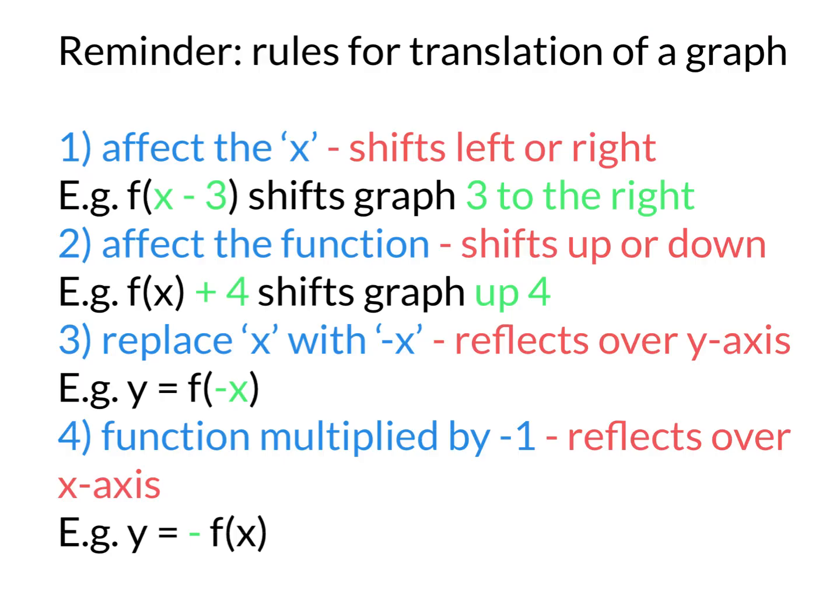Our rules for translation of a graph. If we affect the x, it shifts left or right, and there's an example there. If it affects the function, that is, we add or subtract something from the end, we shift it up or down. If we replace the x with a minus x, it reflects over the y-axis. And if the function is multiplied by minus 1, we reflect it over the x-axis.